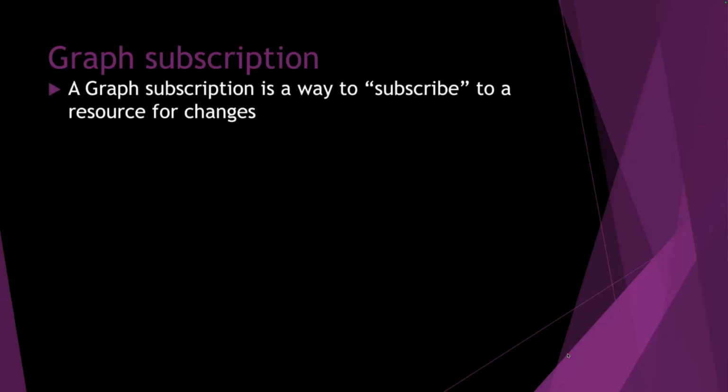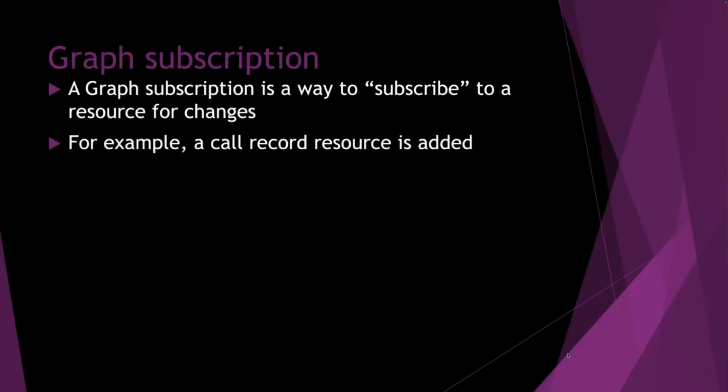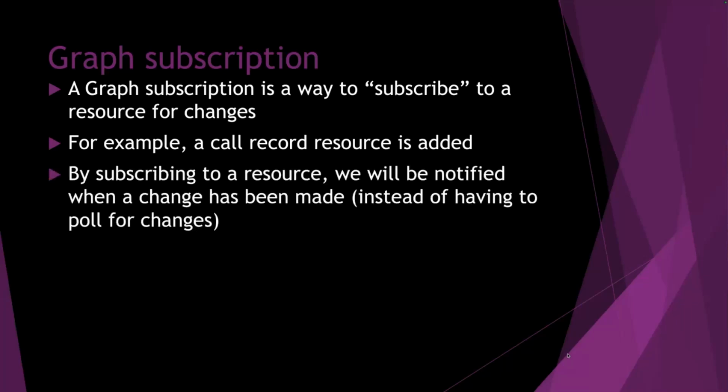Graph subscription, it's a way to subscribe to a resource. So in this scenario, the resource is a call record. So effectively, every time a resource is updated or created or deleted, we are subscribing to that change. And by subscribing, it means we're not having to poll for changes or scrape for changes to see has anything changed in the last 10 seconds. Has anything changed in the last 10 seconds? It's more you tell us when something's changed, which is obviously a much better way of approaching the scenario.